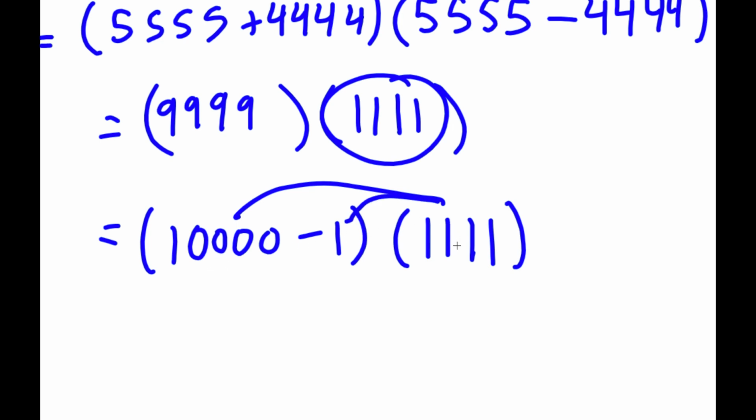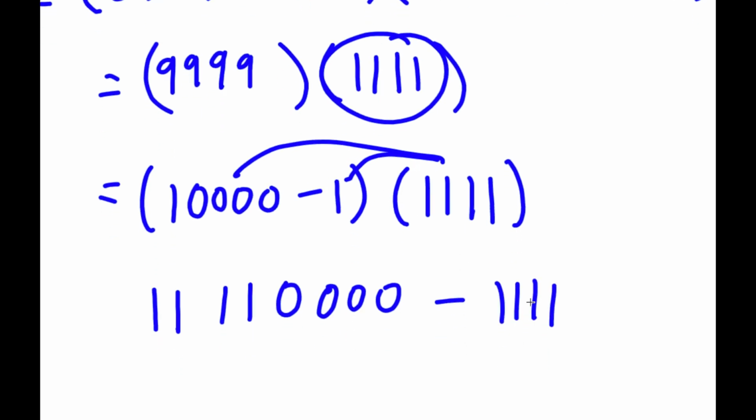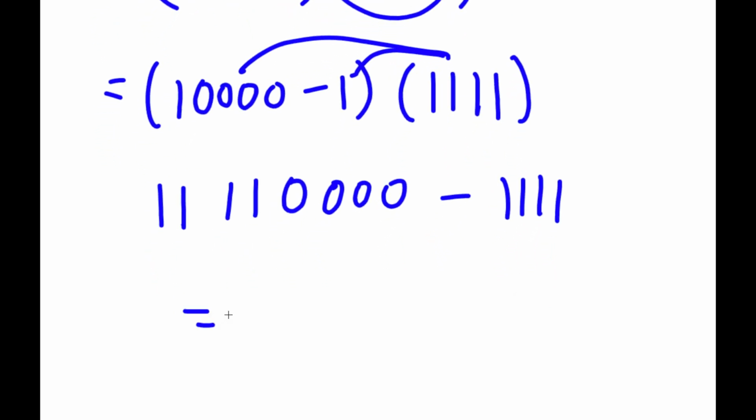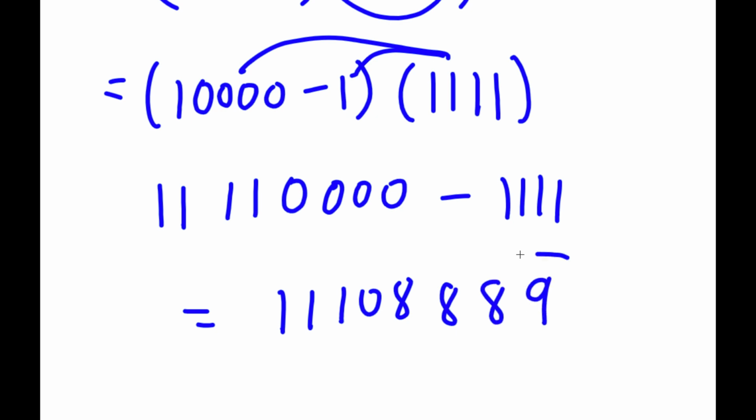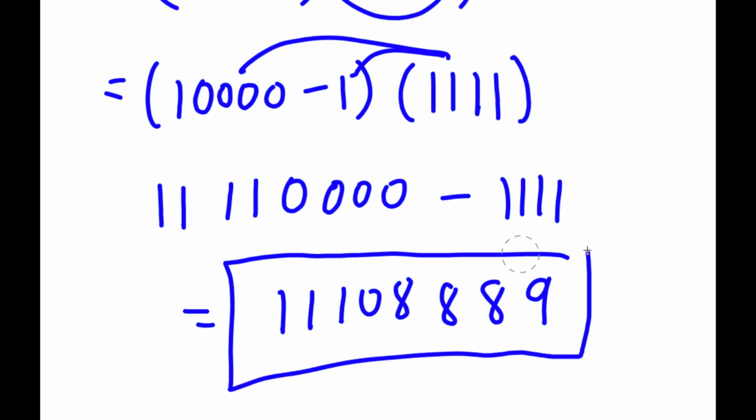So 10,000 times 1,111 is going to equal 11,110,000. So now I have this minus 1 times 1,111, which is simply just 1,111. And now I'm going to subtract these two. So 11,110,000 minus 1,111 is going to equal 11,108,889. So this is my answer to this problem.